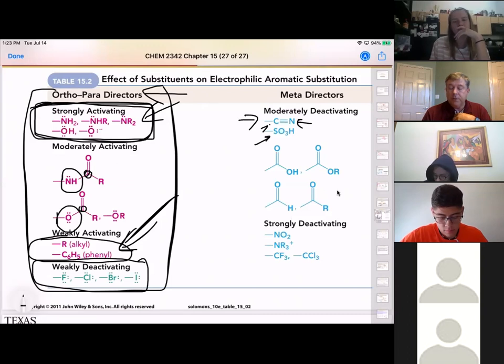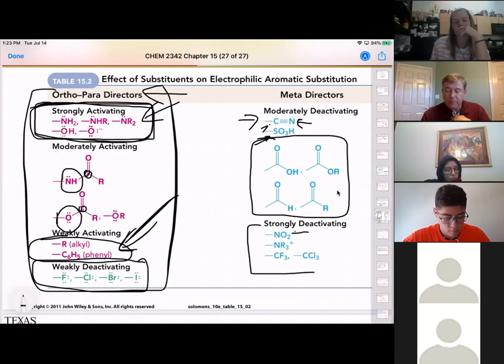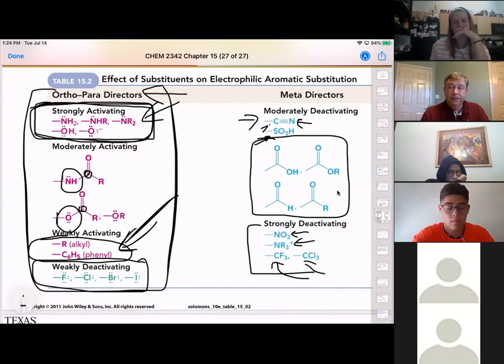If we draw resonance structures of the sulfonic acid group here, we'll see that there's a positive charge on nitrogen. All carbonyls and carbonyl compounds have a partially positive charge on that carbonyl carbon. Therefore, they are also moderate deactivators, okay? Now, if we look at these strong deactivators, there's a full positive charge on nitrogen here. There's a full positive charge on this quaternary ammonium salt here. And these carbons have all their electron density being sucked away by an electronegative halogen. So that's why those are strong deactivators, okay?